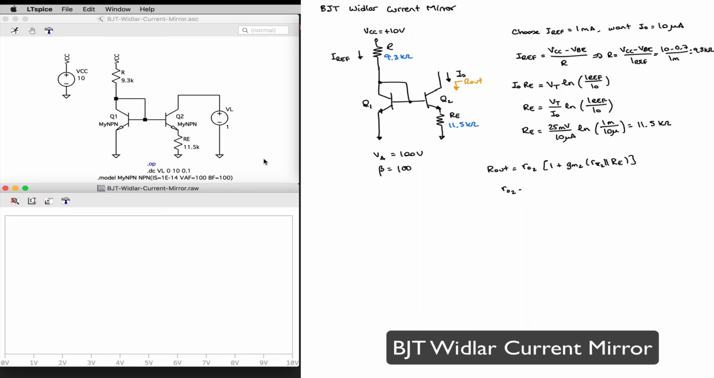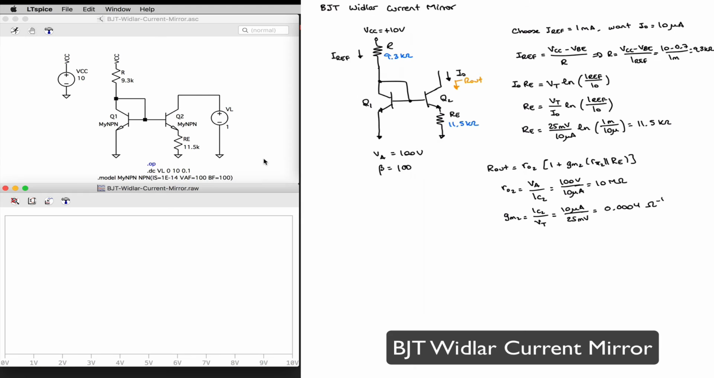So little r02 is going to be equal to the Early voltage divided by the quiescent collector current IC2, or 100 volts divided by approximately 10 microamps. So that will be 10 megaohms. gm2 will be the ratio of IC2 to the thermal voltage VT. So in this case it will be 10 microamps divided by 25 millivolts, or 0.0004 ohm to the minus 1.